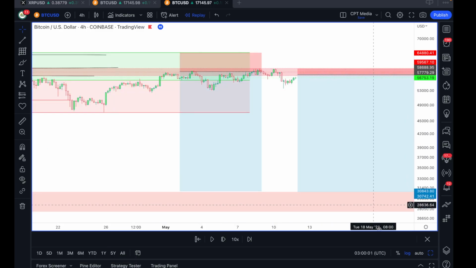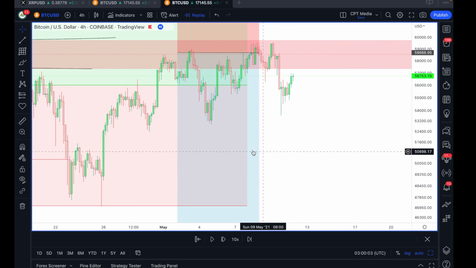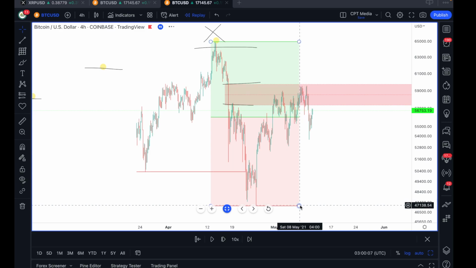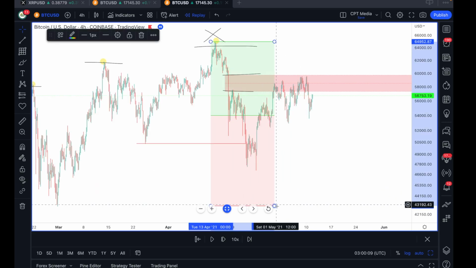So now with this narrative, what do you see? Let's get rid of this. What do you see in essence playing out? Now we understand price is coming back into the 50% zone.